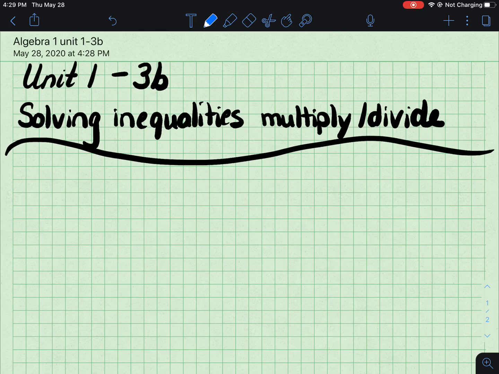Okay, today we're going to do Unit 1, Section 3B, Solving Inequalities Using Multiplication and Division. Always remember that you can pause these. Nobody knows when you pause them, so feel free to pause.